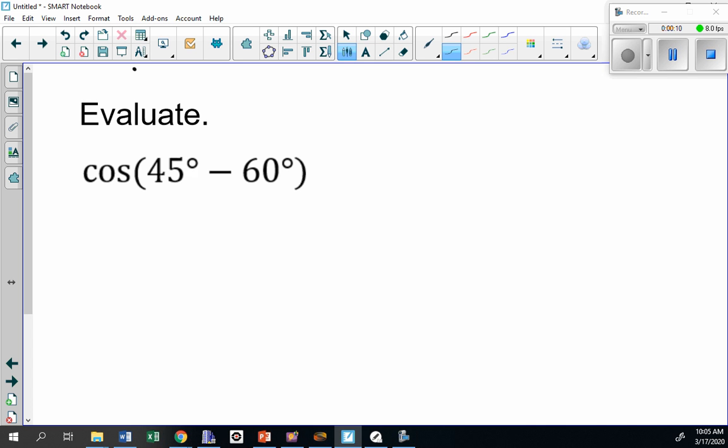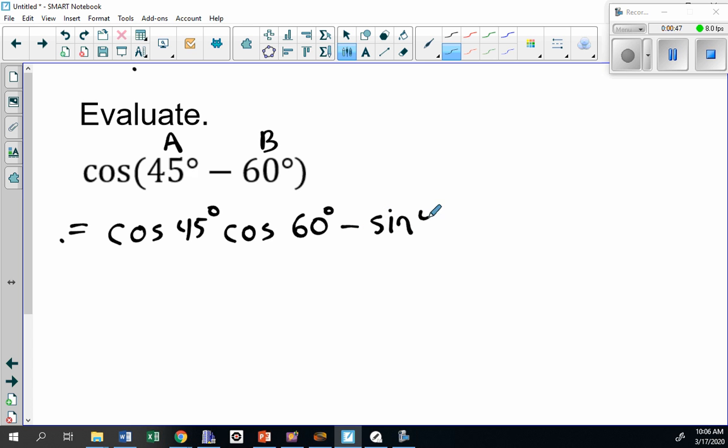We have an evaluate. We have a difference here, so we're going to use a difference identity. Our angle A is 45 and our angle B is 60 degrees. Looking on our formula sheet, you're going to see that it's cosine A, in this case 45 degrees, times cosine B, in this case 60 degrees, and we're going to subtract those: minus sine of our A value, 45 degrees, times sine of our B value.